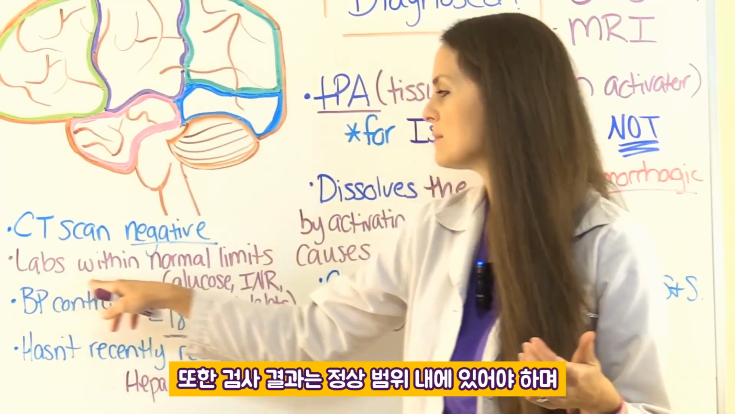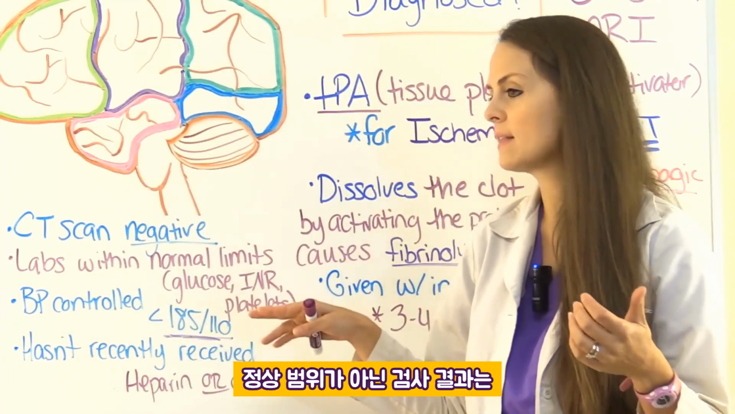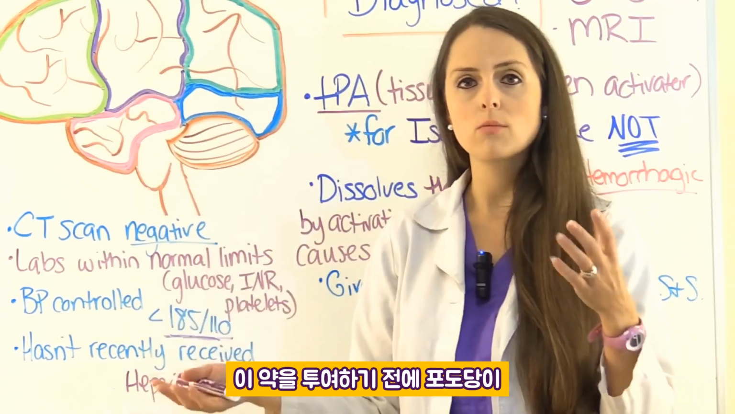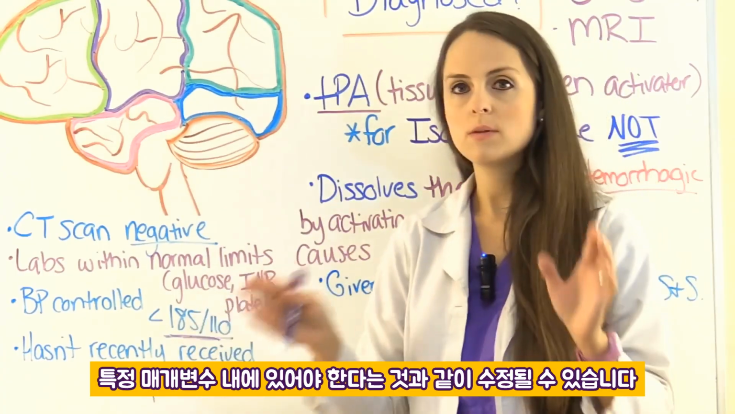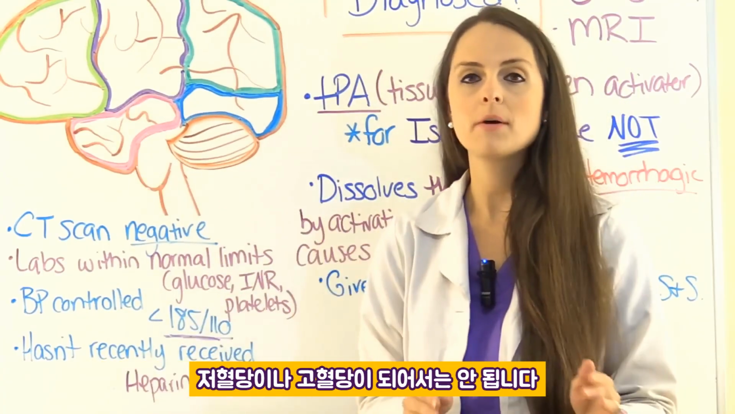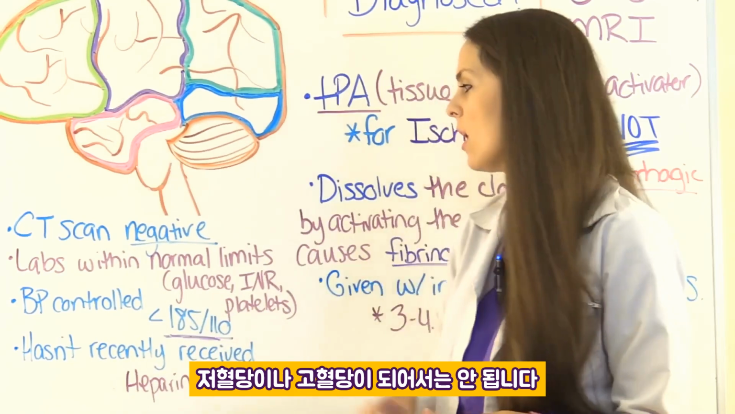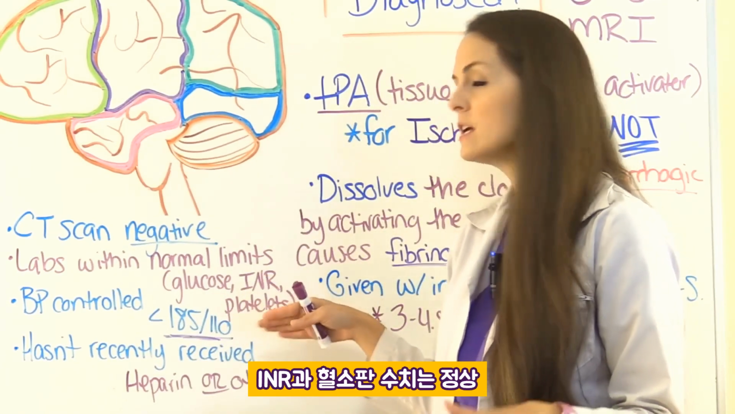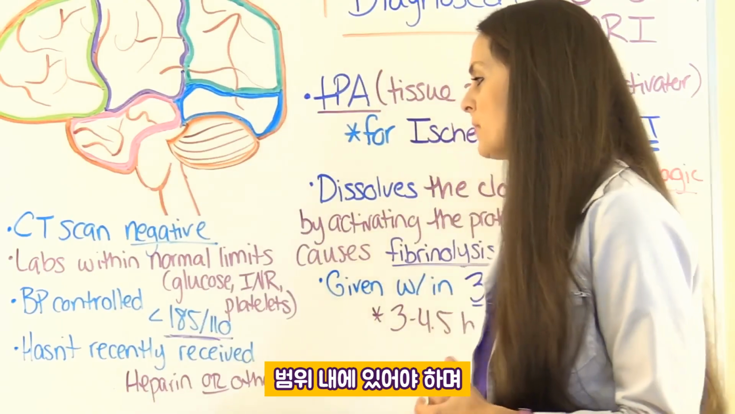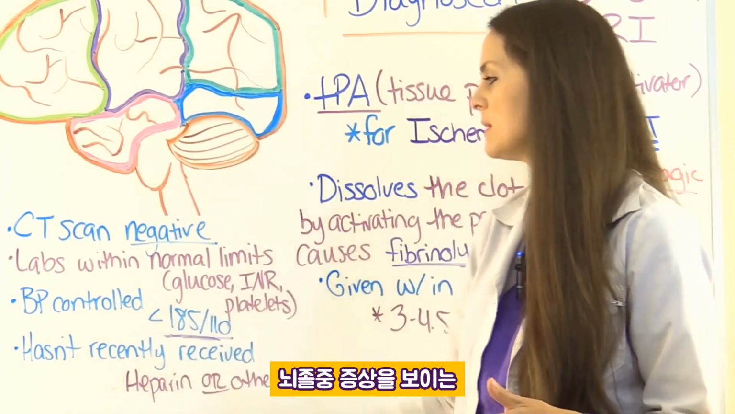Also, their labs need to be within normal limits, and labs that aren't normal can be corrected before this medication is given, like glucose, which should be within a certain parameter. They shouldn't be hypoglycemic or hyperglycemic. Also, their clotting levels like INR and platelets should be within normal range. And their blood pressure needs to be under control.